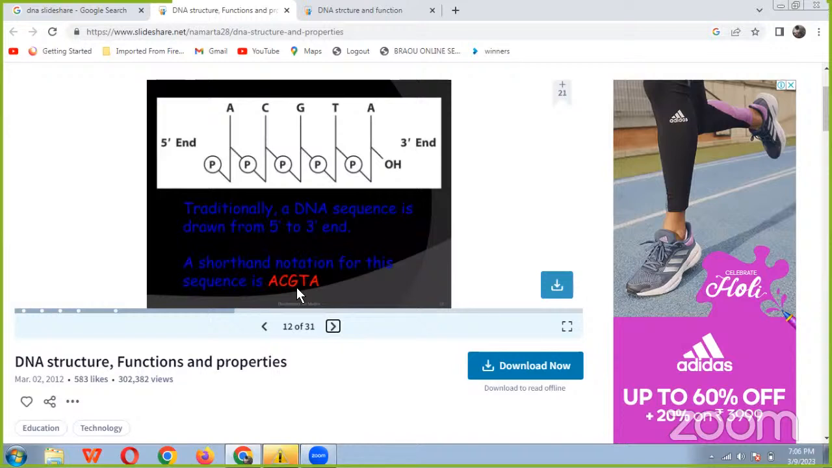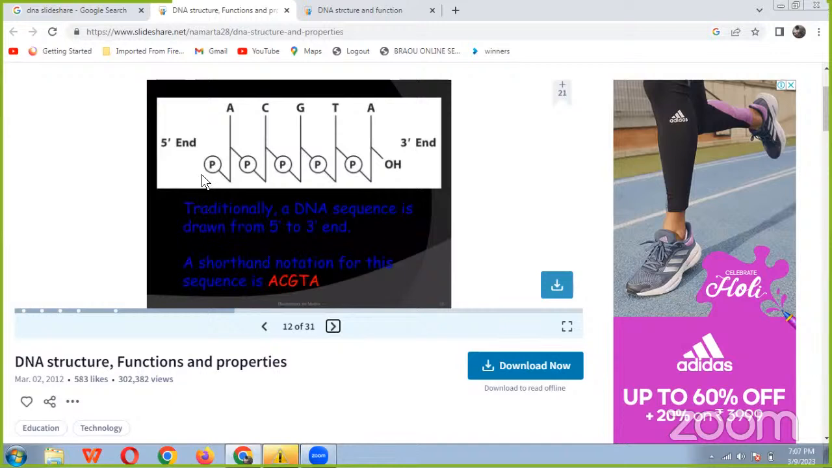Already we discussed the nitrogen bases, of two types, pyrimidines and purines. Pyrimidines are cytosine, thymine, and uracil. Purines are A and G. According to Chargaff's law, A plus G is equal to C plus T, that is, A equals T and G equals C.